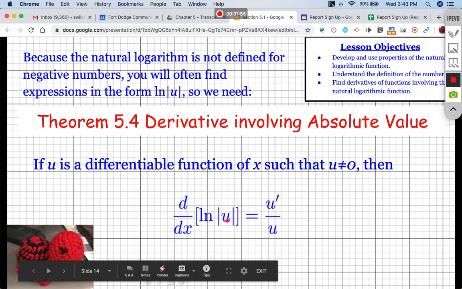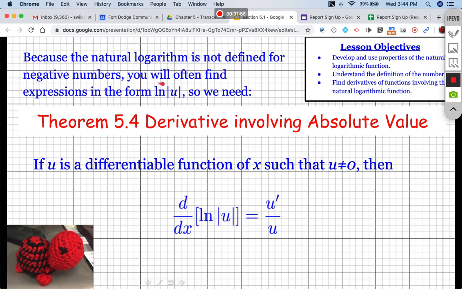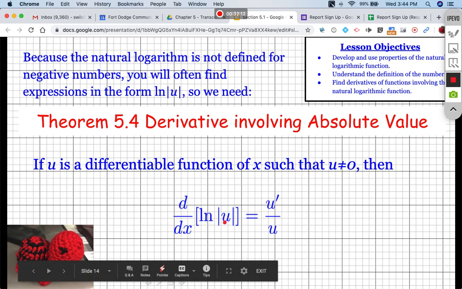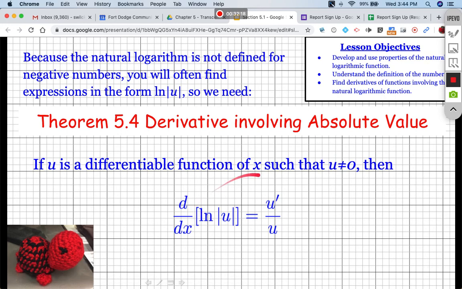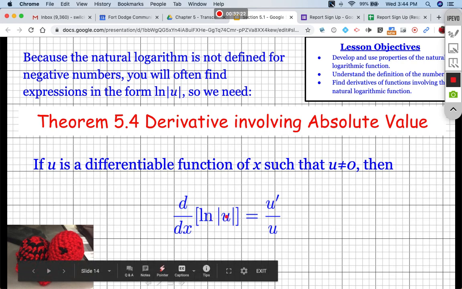The derivative of the natural log: the natural log is only defined where the function is positive. We can't take the log of a negative number. So sometimes we just use the absolute value, so we take into consideration what happens if we have negative values in there. But same thing, as long as u is not 0, the derivative of the natural log of the absolute value of u is u prime over u.